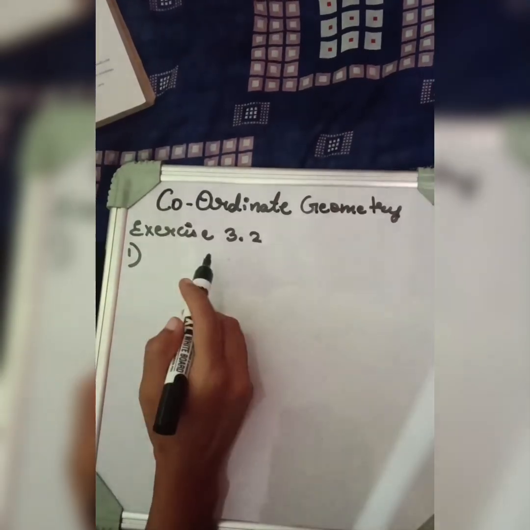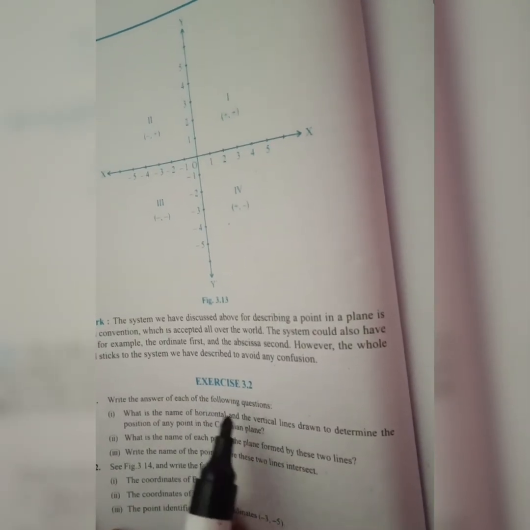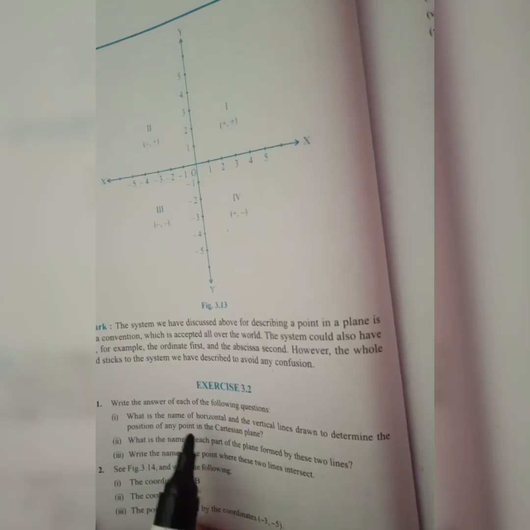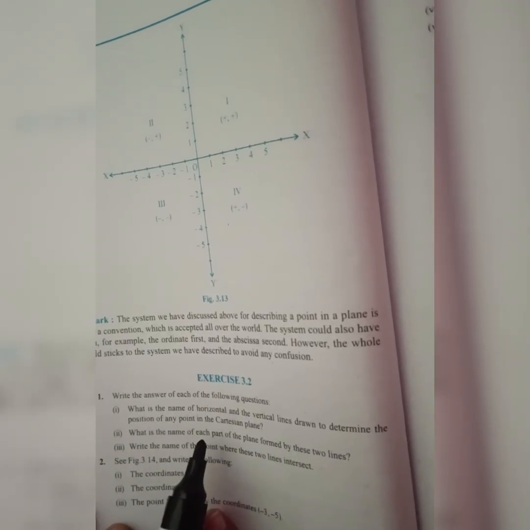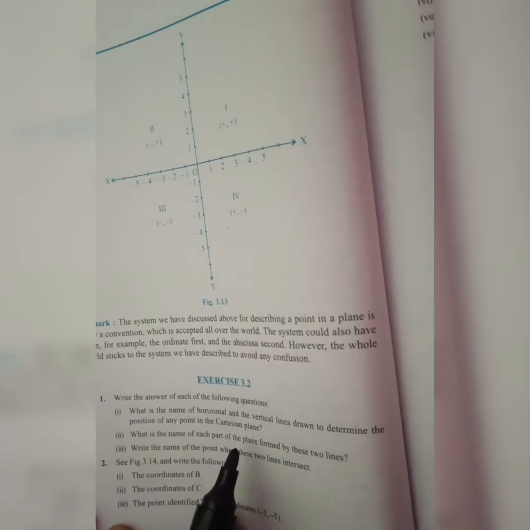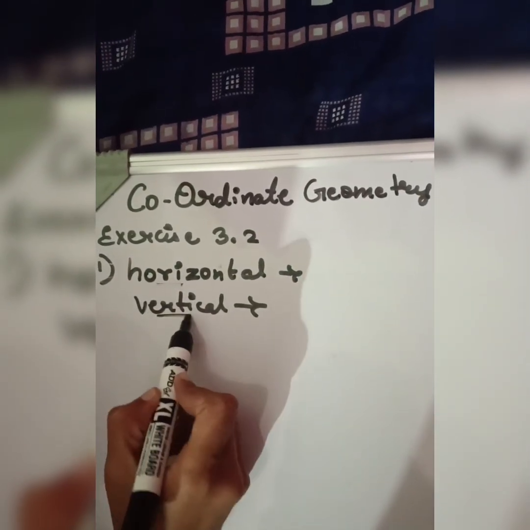Now let's begin exercise 3.2. First question. Write the answer to each of the following questions. What is the name of the horizontal and vertical lines drawn to determine the position of any point on the Cartesian plane? Now they are asking what the horizontal and vertical lines are known as.